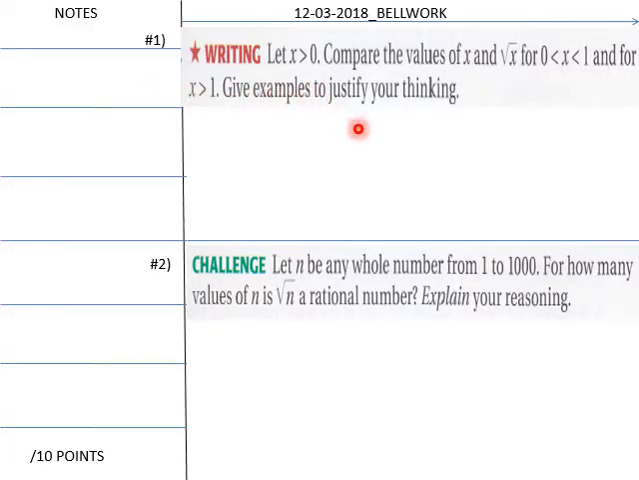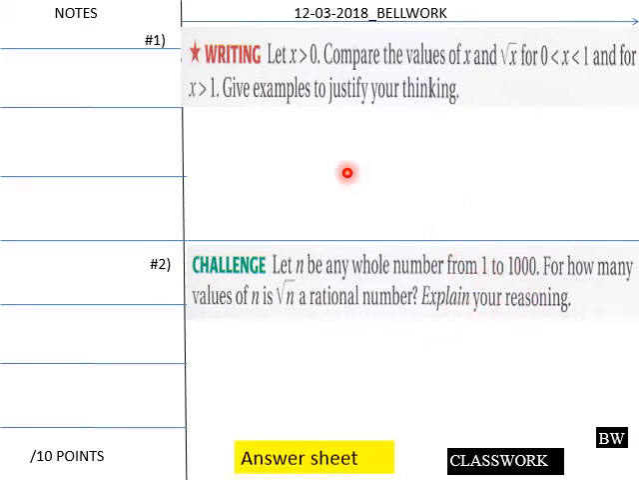Okay, teachers, bell work here. Here's your bell work for this lesson. Compare the values of x and square root of x for this situation here and for this situation. Give examples to justify your thinking, students. And then let n be any number. From here, how many values of n is the square root of n a rational number? Explain your reasoning here. So, okay, I'll give you 6 minutes for this.